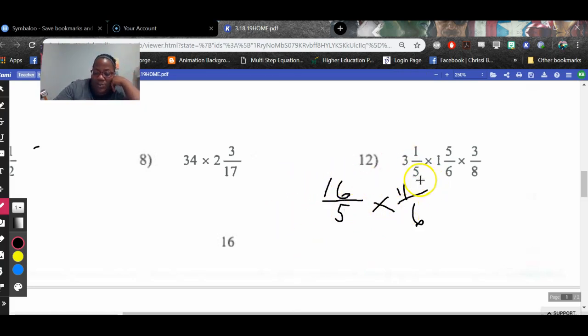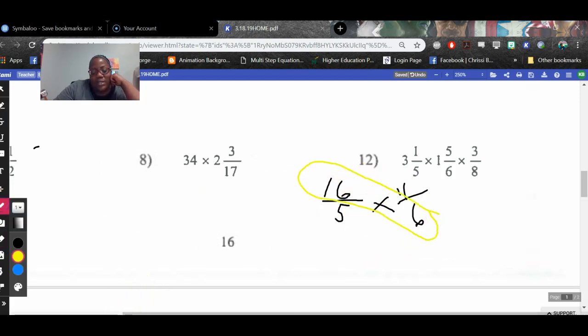So we changed the 3 and 1/5 into 16 over 5, and the 1 and 5/6 into 11 over 6. Okay, great. So now what we're going to do is work these out first. Remember, I'm going to look diagonally to see if I can reduce this way. I got a 5 and an 11. I know that's not going to reduce. If you weren't sure, remember you can always use the multiplication chart to help you figure out if that will reduce. Now I'm going to look this way.